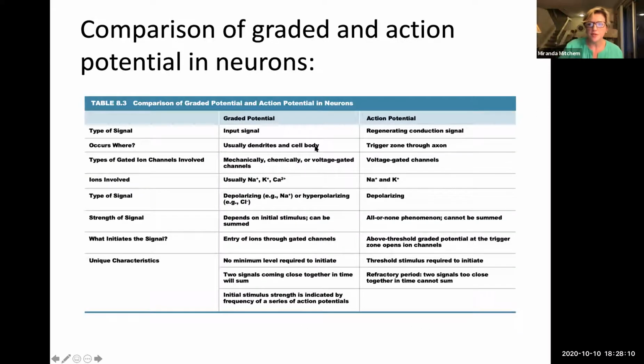All right, so here's a side-by-side comparison table of the differences between the graded and action potential. So you've got where it occurs, the type of ion gates that are involved, the strength of the signal, and then the unique characteristics. So I'll let you refer back to this as you need.